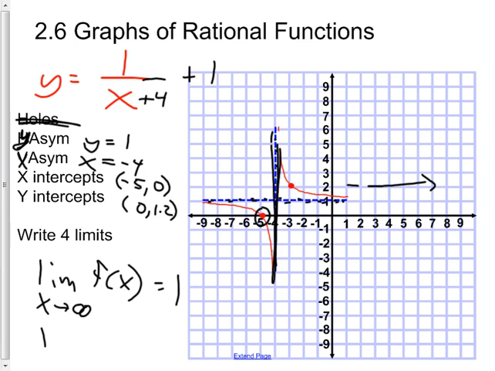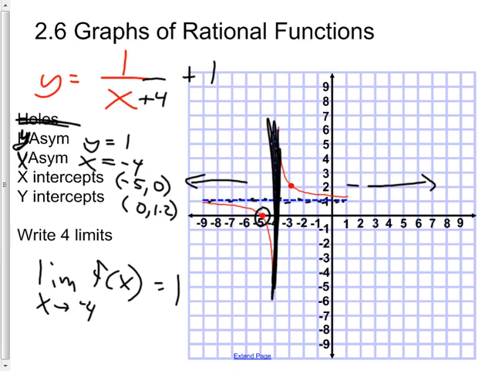I'm going to just erase this one and write the next one. Limit as x approaches negative infinity. Well, if I go way this way, y is going to be what? 1 again. Then, if I do one of those interior ones, that's the limit as I'm approaching this line here, the limit as I'm approaching negative 4.